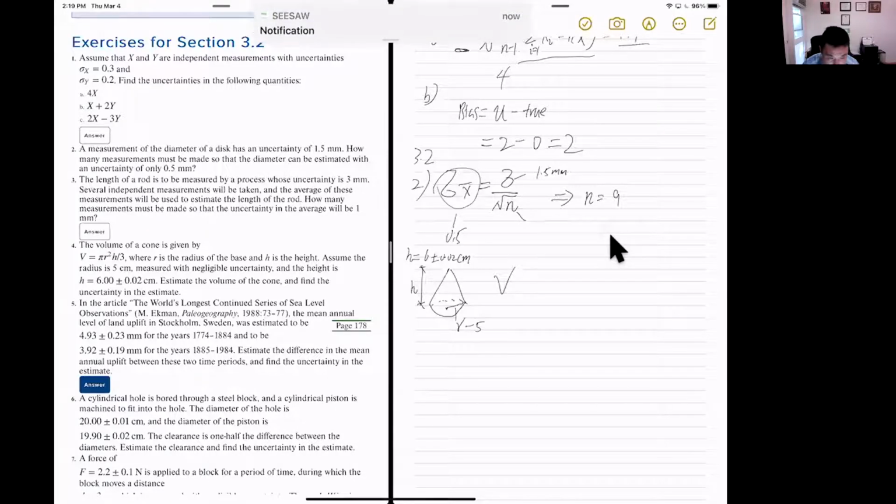Okay. So the equation we're going to use for this, I'm going to show you later. First of all, V is pi r squared h over 3. Okay. So we can plug in the numbers. R is 5, h is 6. So pi times 5 squared times 6 over 3, right? Okay. So first we calculate the V value.